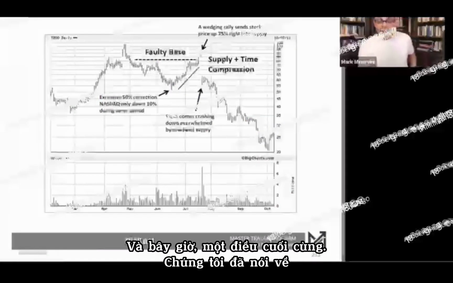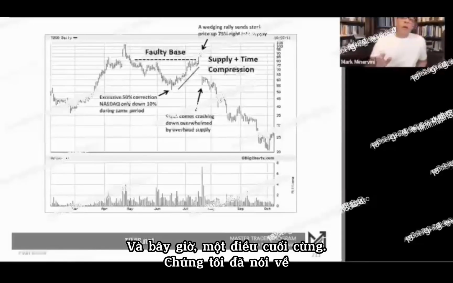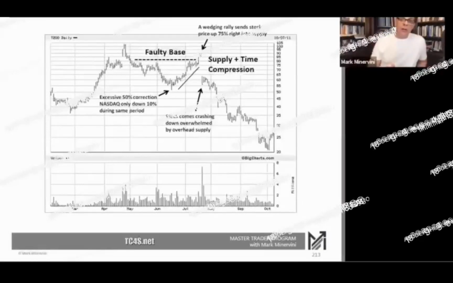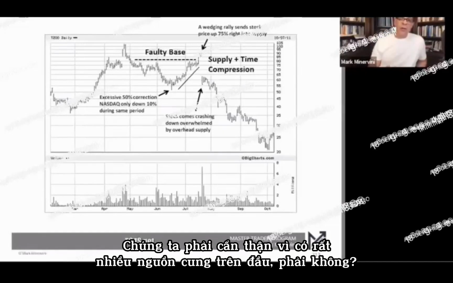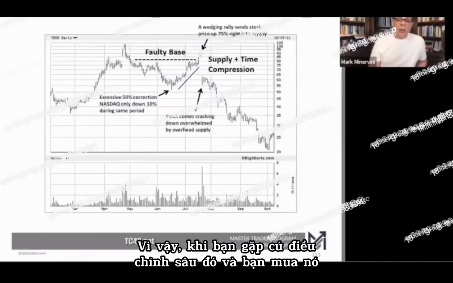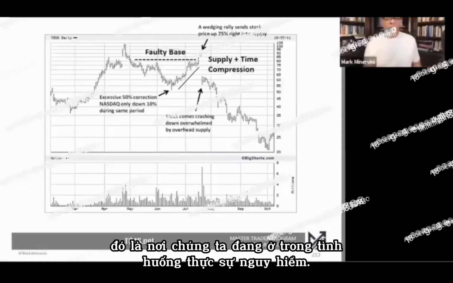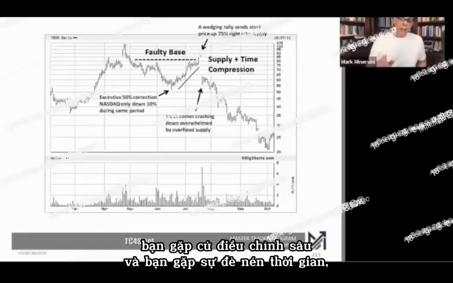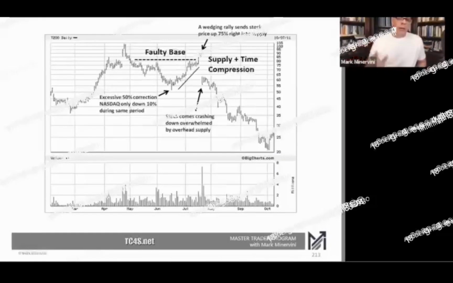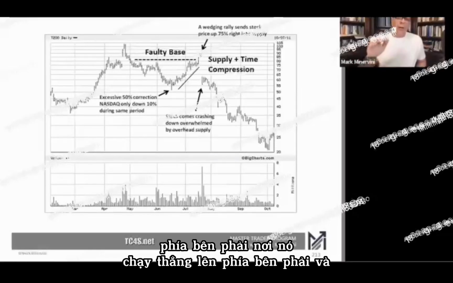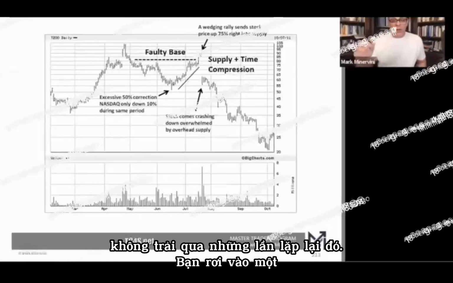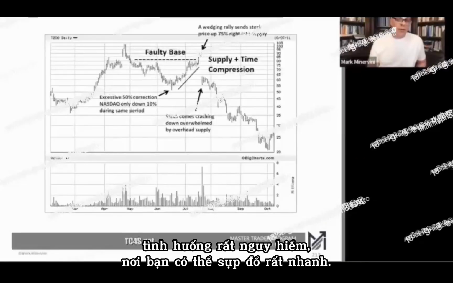Now, one last thing. We talked about deep corrections. Now we have to be careful because there's a lot of overhead supply, right? So when you get that deep correction and you couple it, this is where we get a really dangerous situation. You get a deep correction and you get the right side compression, where it runs straight up the right side and doesn't go through those iterations. You get into a very, very dangerous situation where you can come crashing down very quickly.